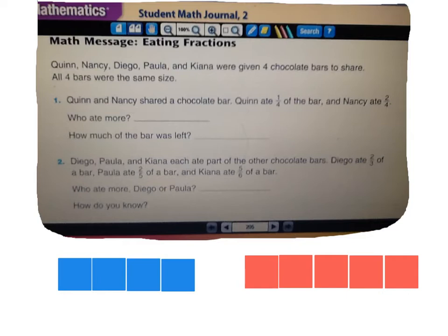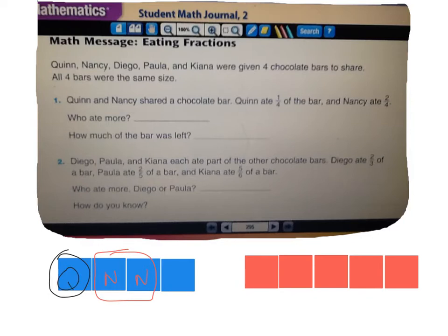So down at the bottom of the screen, I have a couple of pictures, one in blue, one in red. We're going to pretend that the one in blue is the candy bar that Quinn and Nancy have shared. As you can see, I have it divided into 4 parts because our denominator is 4. Quinn is going to eat 1 part of that bar, which would be this, and Nancy is going to eat 2/4, which would be this.